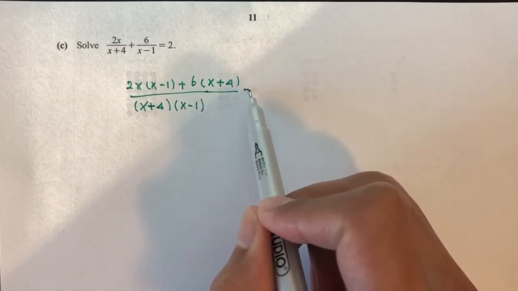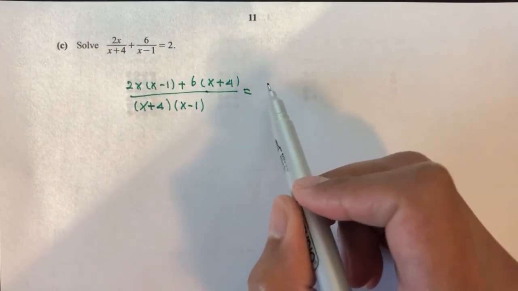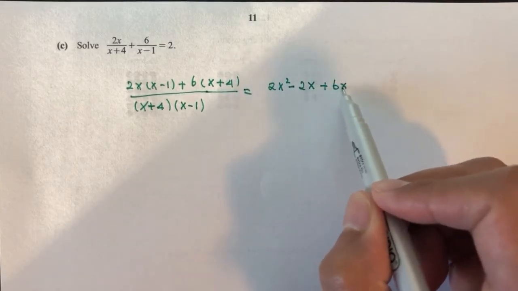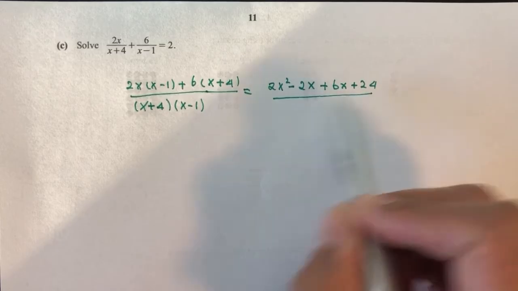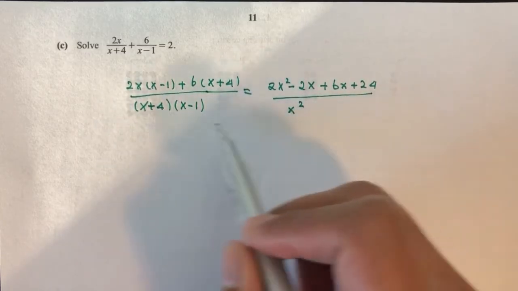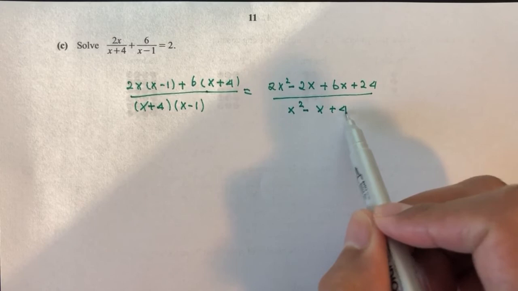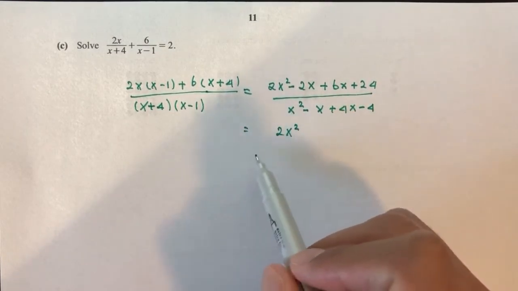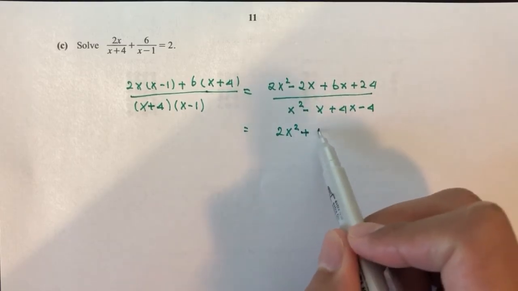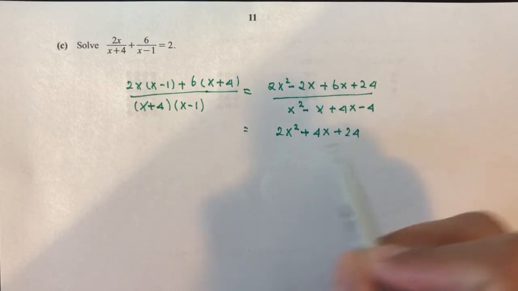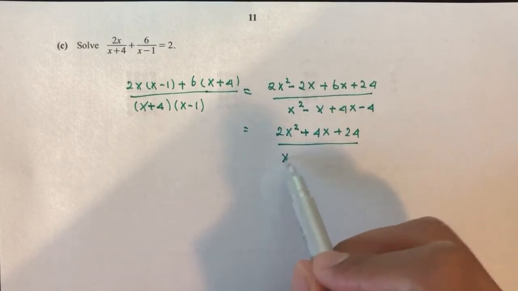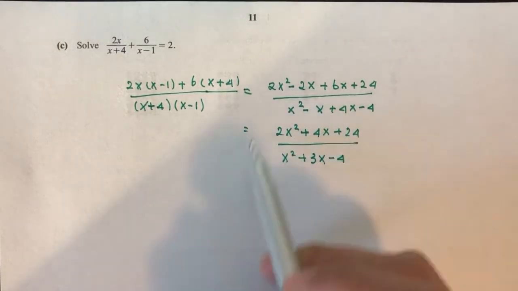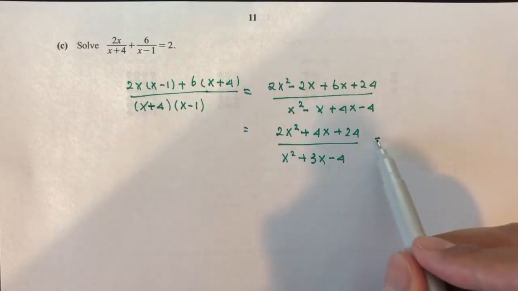Okay, so let's try to simplify that. What do we have? We will have 2x squared minus 2x plus 6x plus 24 over, simplifying this, x squared minus x plus 4x minus 4. That will be 2x squared plus 4x plus 24 divided by x squared plus 3x minus 4. So this thing here is equal to 2, as you can see.